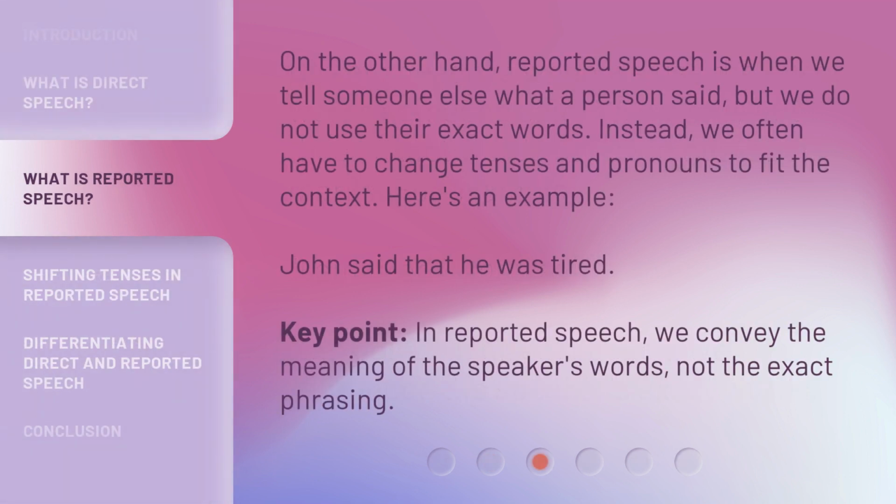On the other hand, reported speech is when we tell someone else what a person said, but we do not use their exact words. Instead, we often have to change tenses and pronouns to fit the context. Here's an example. John said that he was tired. Key point: in reported speech, we convey the meaning of the speaker's words, not the exact phrasing.